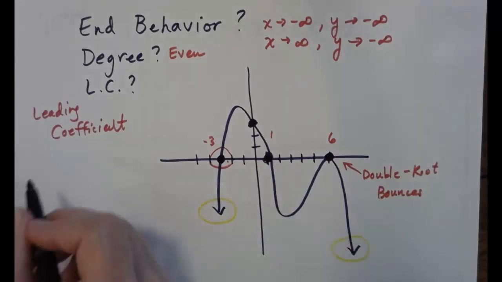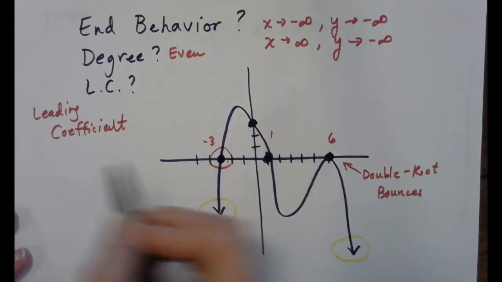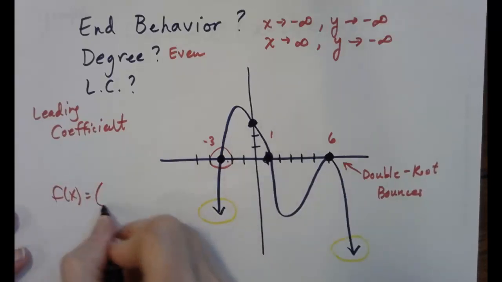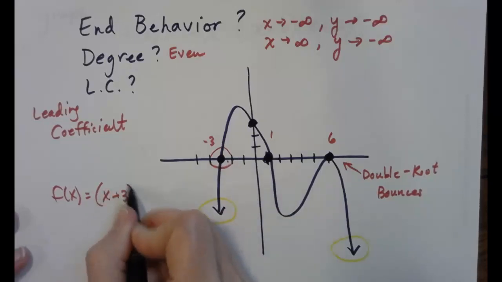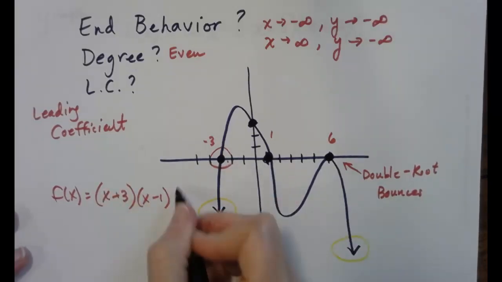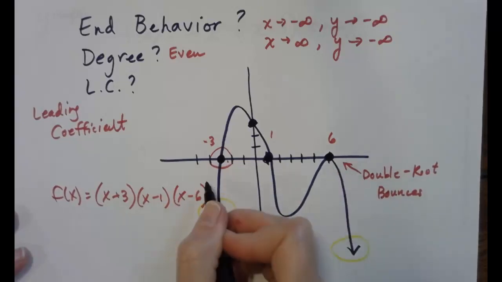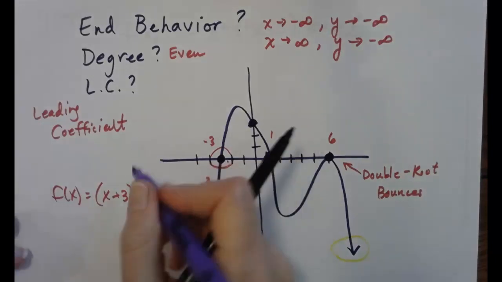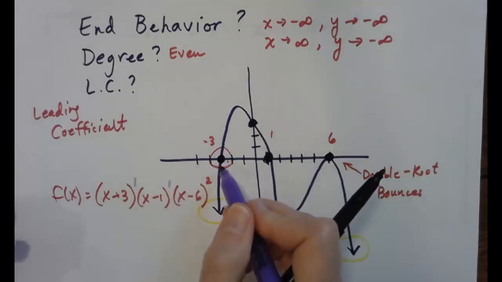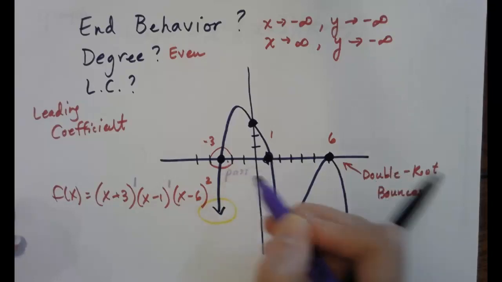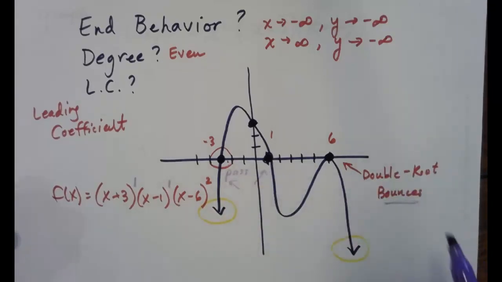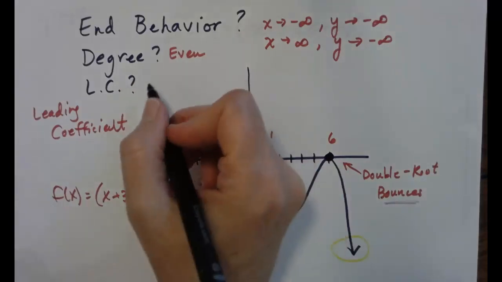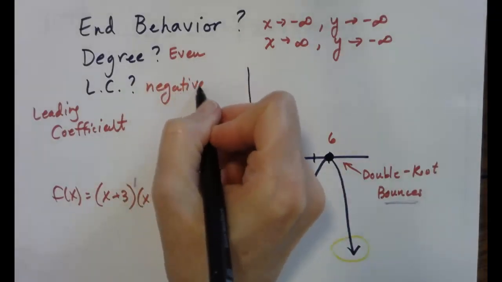So if we wanted to write out what this function could possibly be, it would be f of x equals x plus 3, x minus 1, and then x minus 6 to the second power. Both of these would be to the first power because it's passing. So it's passing through here, passing. But here it bounces, and because it bounces, that's how I know it has to be at least a double root. Next thing I know is because the end behavior is both going down, that means the leading coefficient would have to be negative.